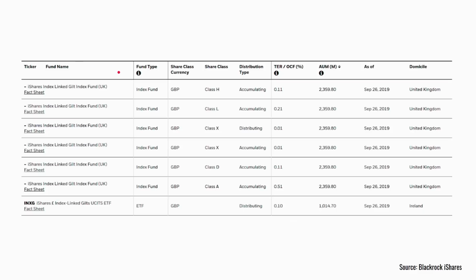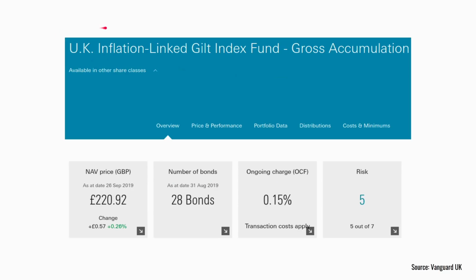Now, if you want a hedge for inflation, index-linked gilt funds provide that hedge. The value of those bonds is linked to the level of inflation as measured by the ONS, and you can buy exposure to those through fairly cheap exchange-traded funds, such as these offered by iShares. And here's an equivalent fund from Vanguard, the UK inflation-linked gilt index fund, which also has a very low fee of 0.15%.